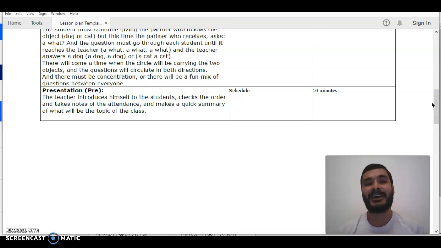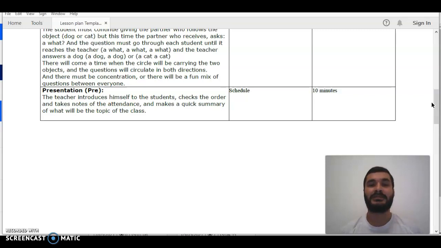There will come a time when the circle will be carrying the two objects. The circle will find the one who is going in the right direction and the one who is going in the left direction, and it would be like a mix of questions between everyone. It can be a very nicely concentrated game, but at the end it's very funny. And the stipulated time for this warm-up is 20 minutes.